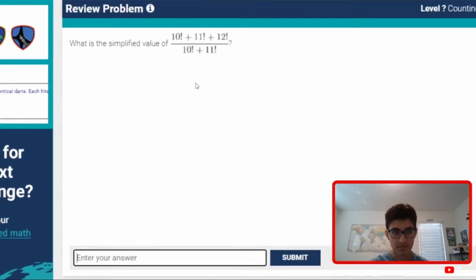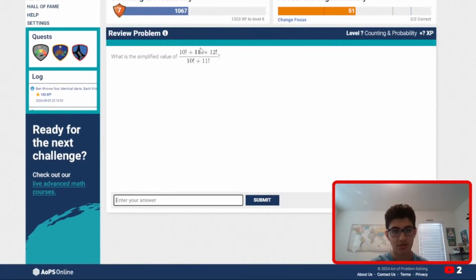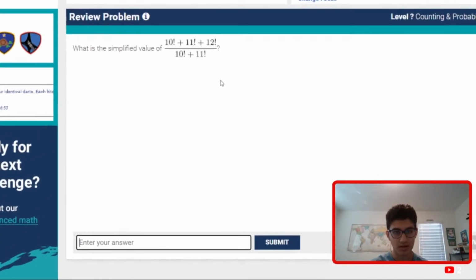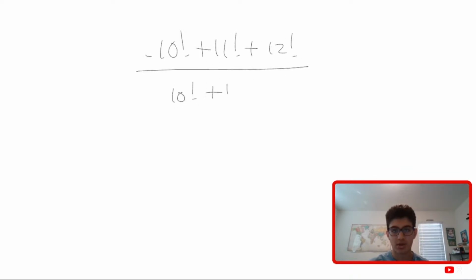Okay, this one. Well, we can just take out the 10 factorial and the 11 factorial, I think. Or we can just factor out a 10 factorial from everything. So it's 10 factorial plus 11 factorial plus 12 factorial over 10 factorial plus 11 factorial.